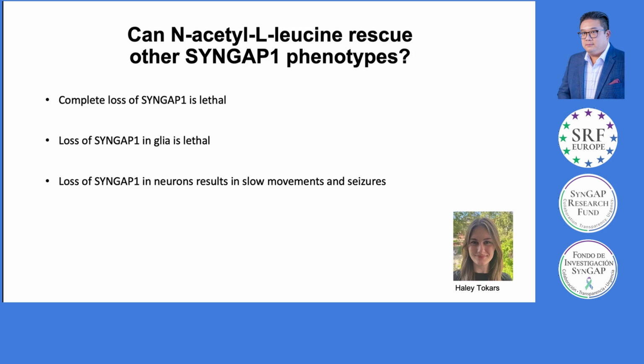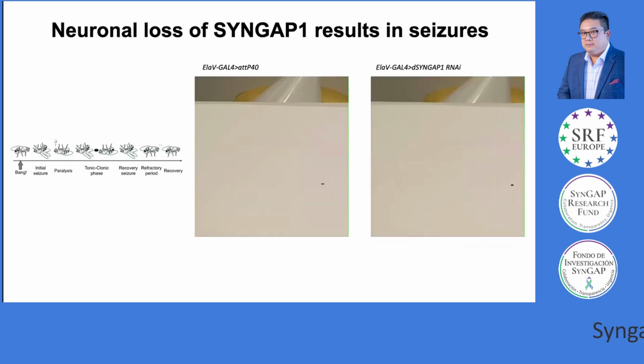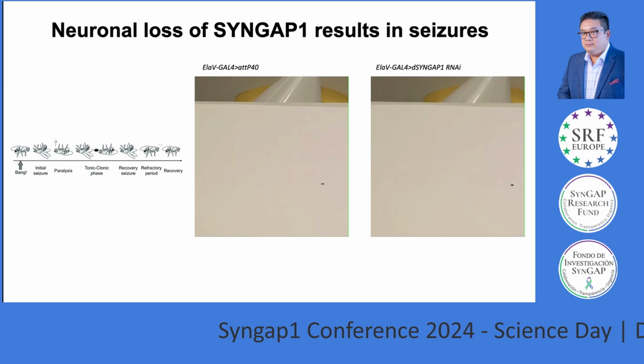And if you eliminate Syngap in all neurons, it results in a movement disorder and also a seizure disorder, which is quite similar to what we see in many of the patients. And so I'll show you a little bit of this. It turns out flies have seizures. People think this is weird, but flies have seizures, and they go through a pretty similar seizure profile, as you can see on this diagram. It looks very similar to what we see in our patients.